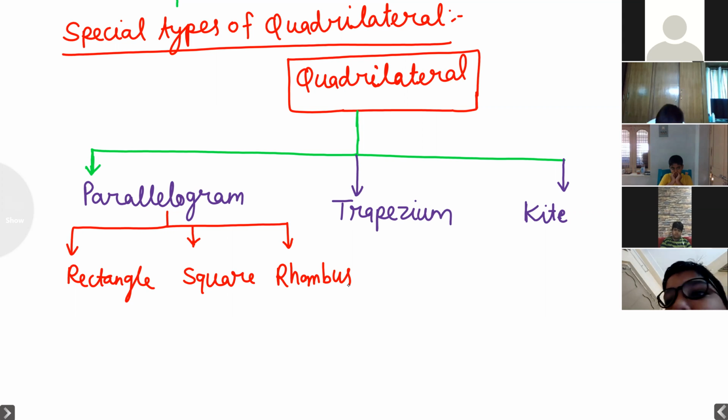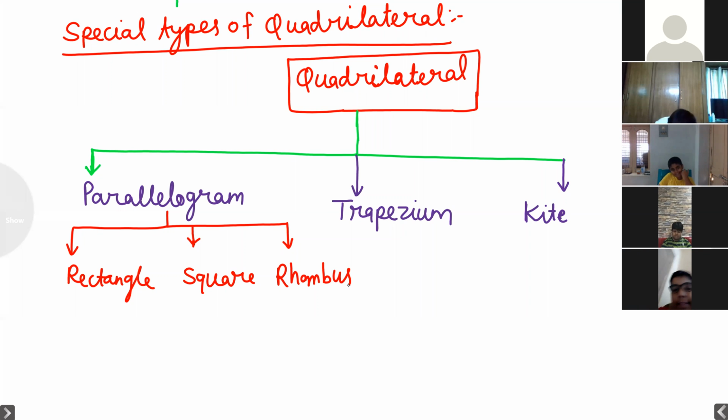Now listen carefully, everyone. The figure you are observing is called the quadrilateral family. Quadrilateral is the grandfather. The grandfather has three kids: parallelogram, trapezium, and kite. Again, parallelogram has three more kids: rectangle, square, and rhombus. Who is the grandfather here? Quadrilateral. Grandfather will always be the boss.